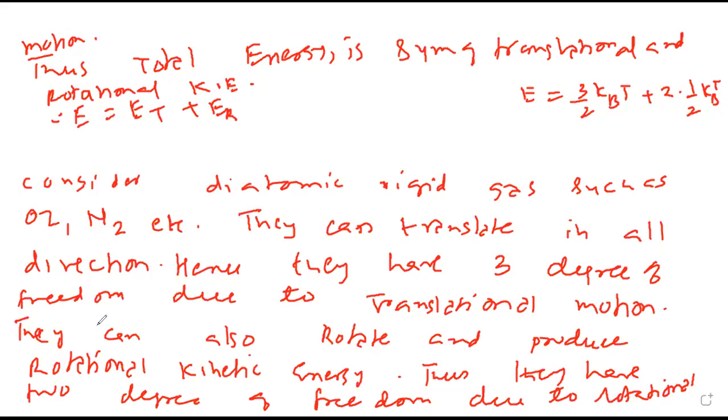Consider a diatomic rigid gas such as oxygen, nitrogen, etc. They can translate in all directions. Hence, they have 3 degrees of freedom due to translational motion. They can also rotate and produce rotational kinetic energy. Thus, they have 2 degrees of freedom due to rotational motion. So, total energy is the sum of translational and rotational.